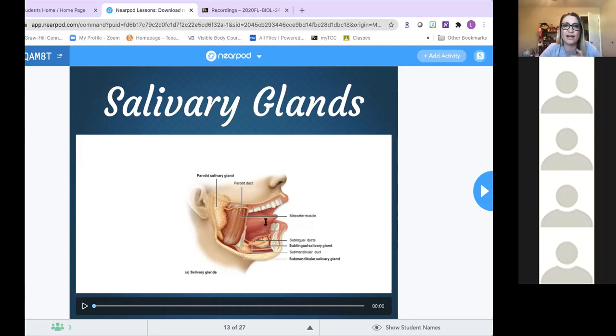Our salivary glands produce anywhere between 1 to 1.5 liters of saliva per day. And saliva is going to function in moistening your food, and it aids with stimulation of taste receptors as well. Saliva contains salivary amylase, and this is a digestive enzyme that's going to break down starch into simple sugars. You will also find lysosomes and IgA antibodies, which protect the oral cavity from bacterial growth.